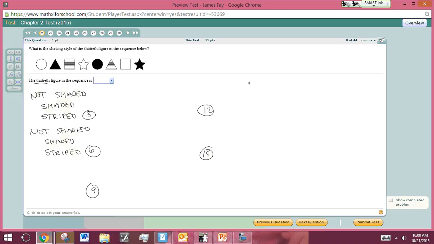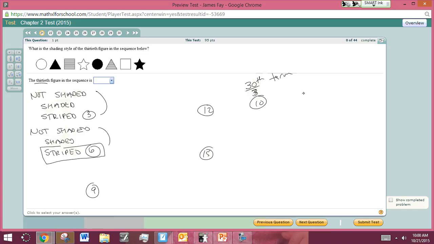So they want the 30th term. What I'm going to do is find a number that is divisible by 3 that is close to 30, and that is 30 itself. I divide that by 3, I get 10. Because 3 evenly divides 30, the 30th term is the exact same thing as the third term. If you were to write this pattern out 10 times, you would get to the 30th term, and it is going to end on striped.